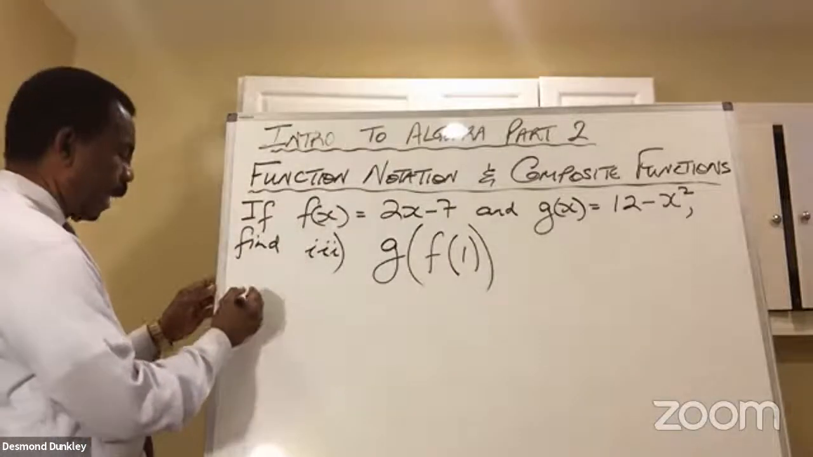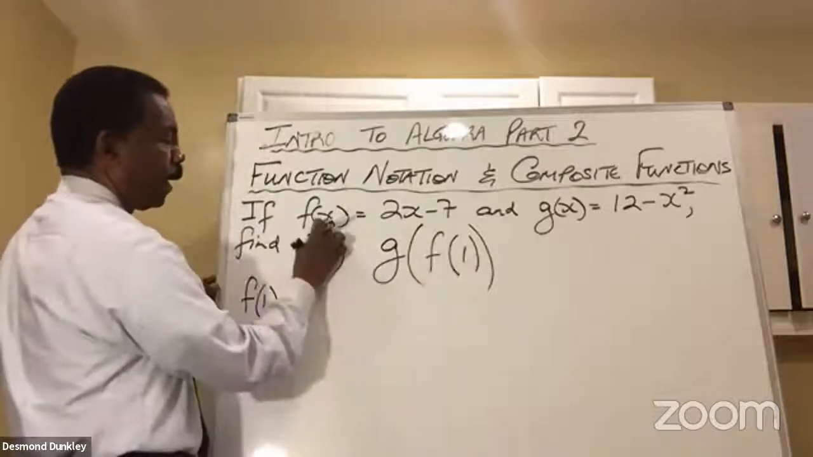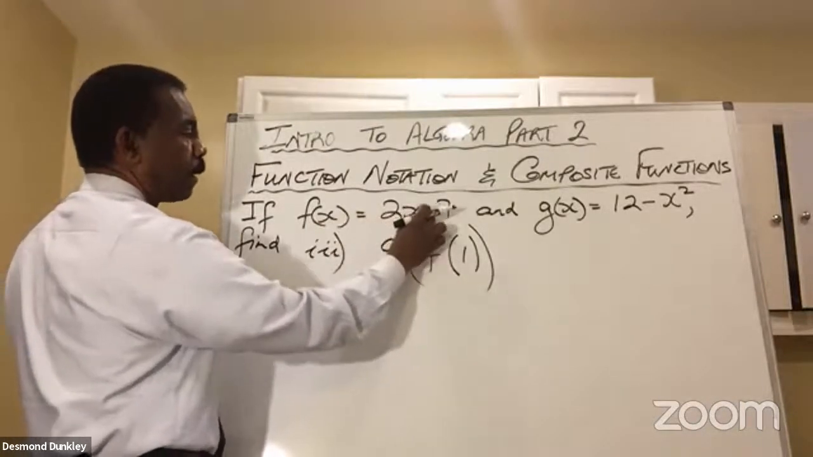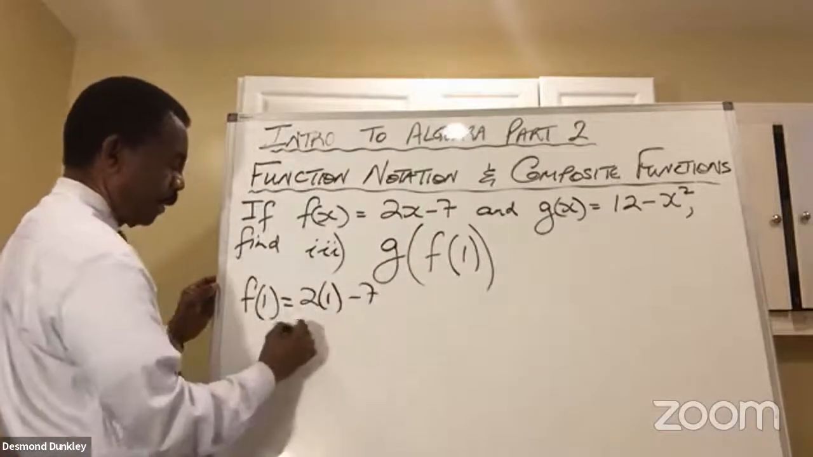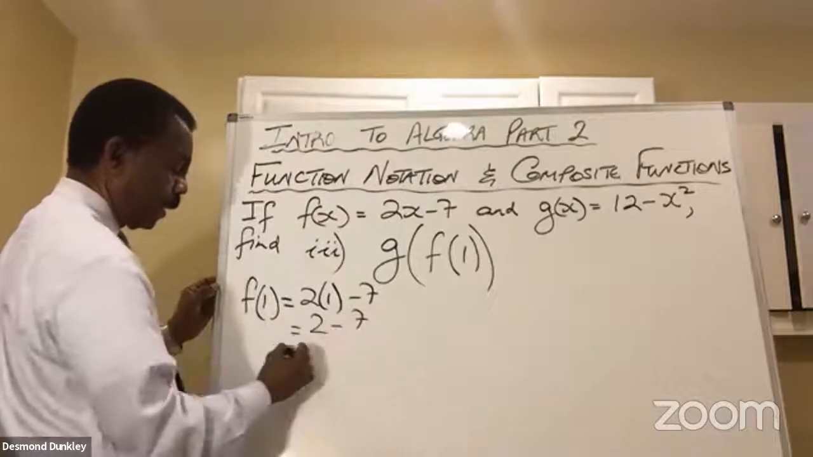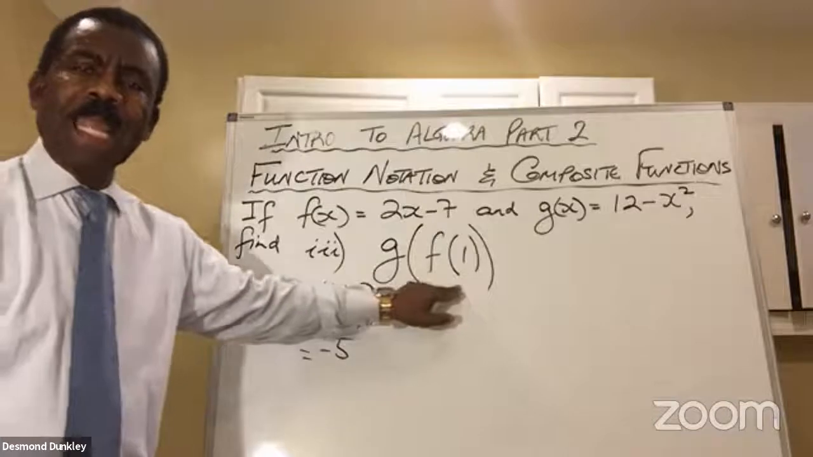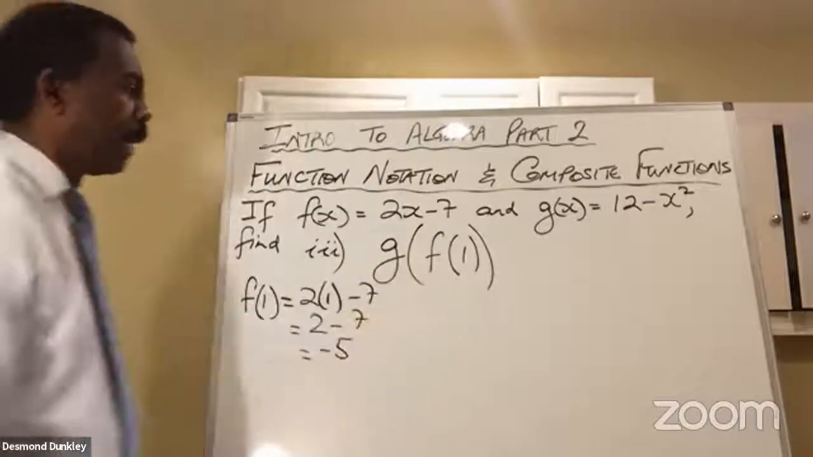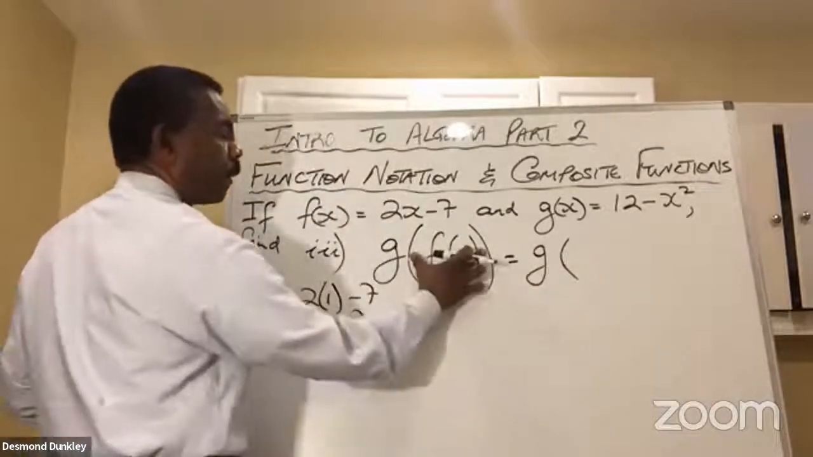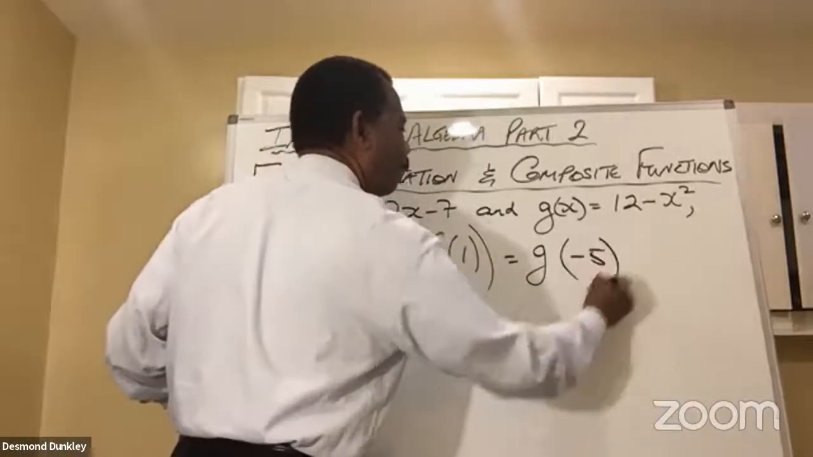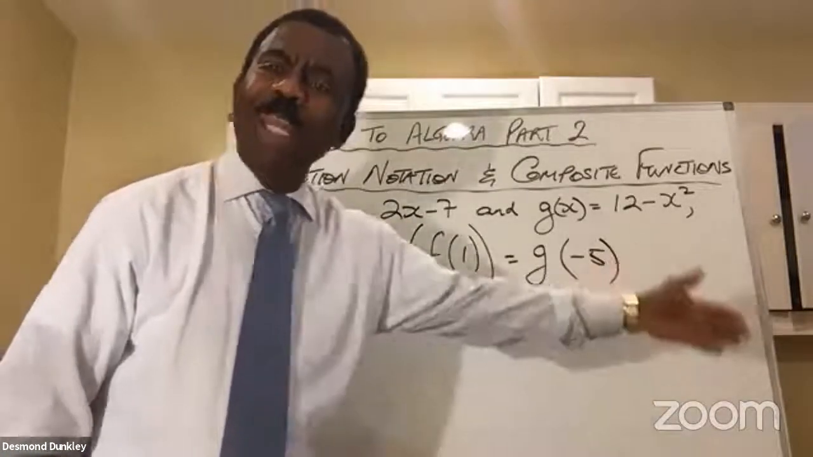So let's go. Let's find what F of 1 is. F of anything, double it, subtract 7. So it's 2 times 1 minus 7. It's 2 minus 7 equal to -5. So that's what this is equal to. This is the same as -5. So I'm going to write this equal to G of, I just found this to be -5. And now I need to evaluate G of -5.